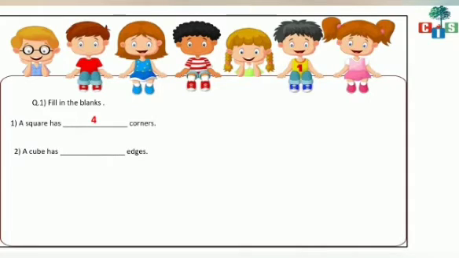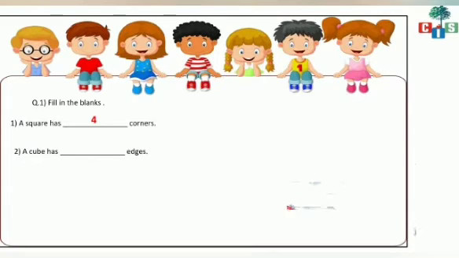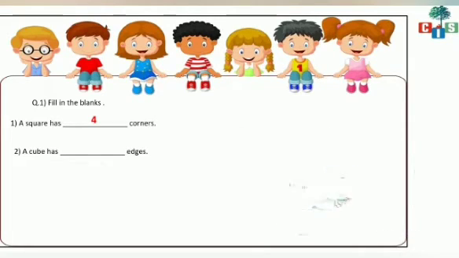Question 2. A cube has dash edges. This is a cube. It has faces, 6 corners. If you see the red marking, it is a corner. There are 8 corners and edges are 12 edges, right? The green part are the edges. So there are 12 edges.